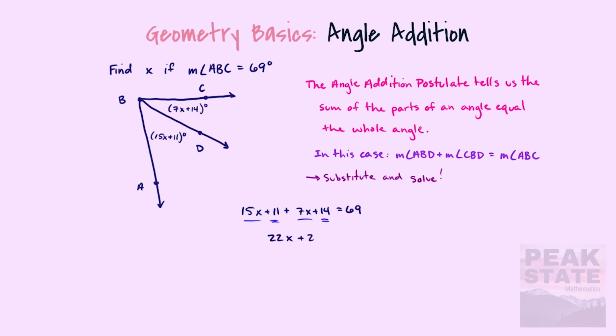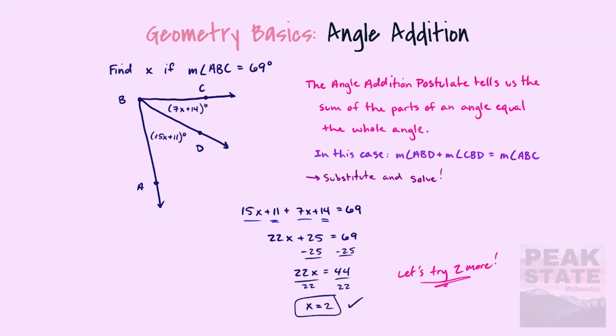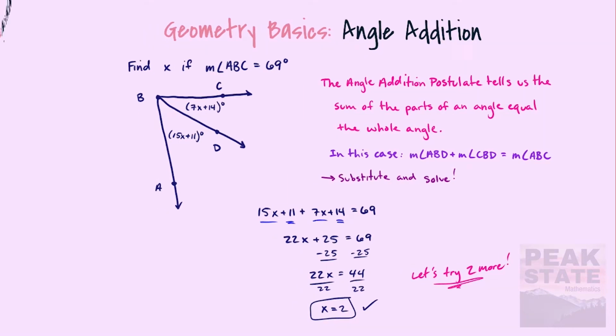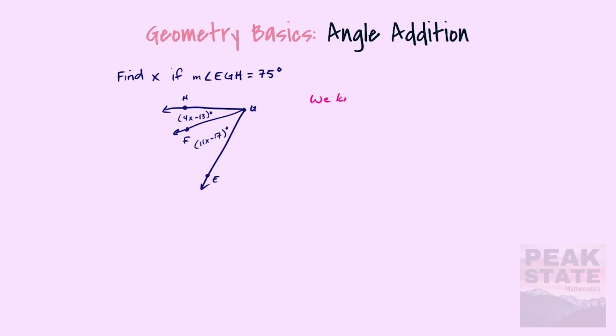So we get our 22x plus 25 equals 69. Isolate our variable. 22x is going to be equal to our 44, and get our coefficient to 1. We'll see that x is equal to 2. It's quite that simple. All you got to do is add up the parts. So let's try two more on your own. Crank that energy back up, and here we go.